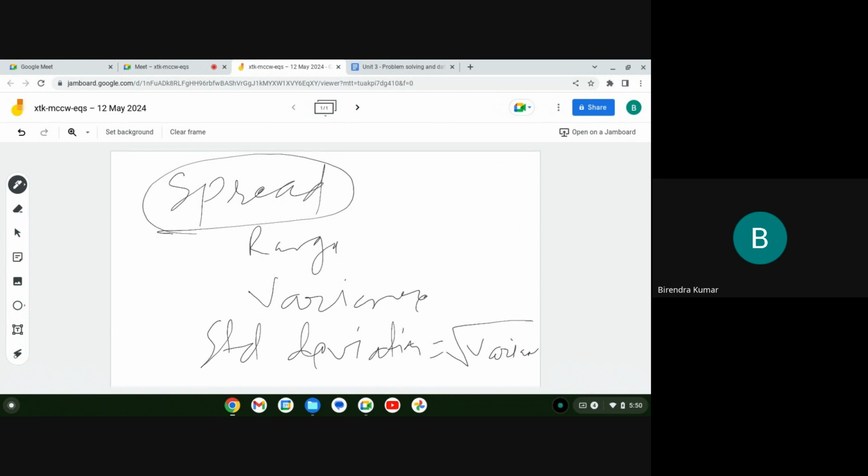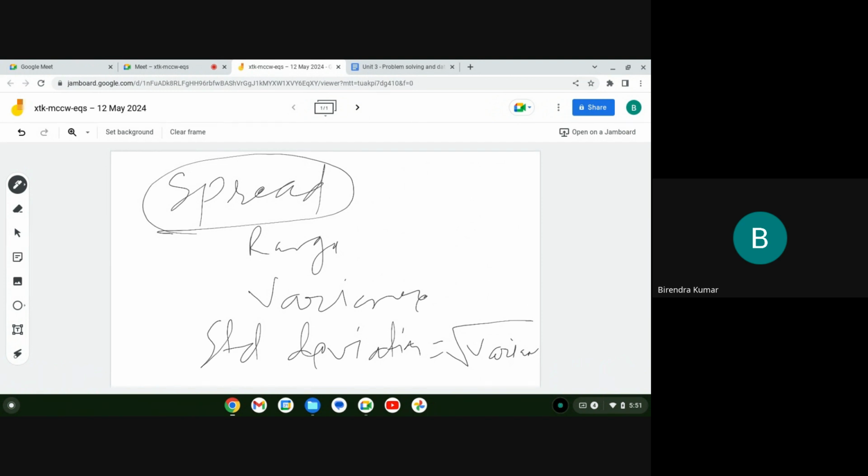Okay, that's it. So when you look at the spread, we talk about the range, where you look at the maximum minus minimum of that group of data. You look at the variance, which is nothing but the average of the square of the difference of the number with the mean. So whatever numbers you have, you find out the mean, then subtract the mean from each number and take a square of that. Once you have found it, take the average of that. That is your variance, and standard deviation is nothing but the square root of the variance.